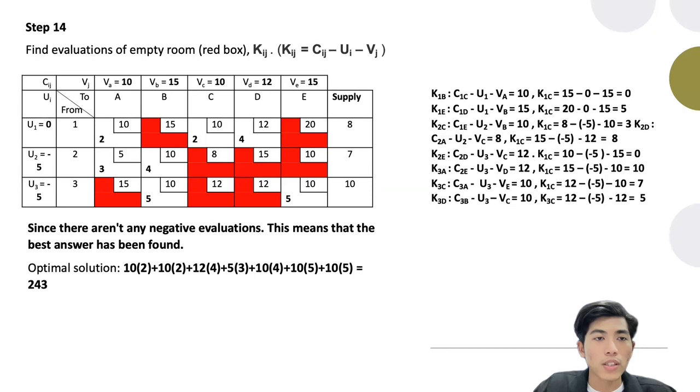Next is to find the evaluation of the empty cells. Since there are not any negative evaluations, this means that the best answer has been found. So the optimal solution is 243.